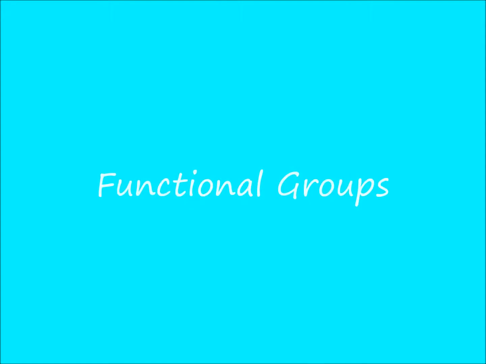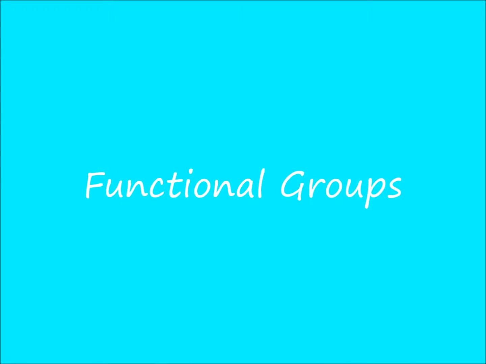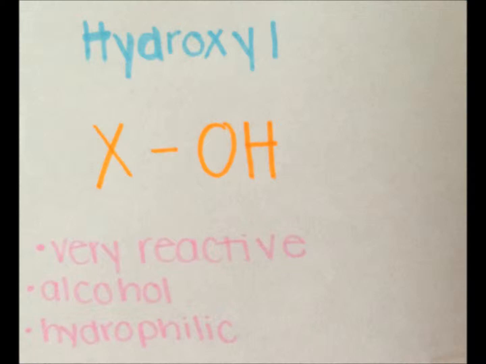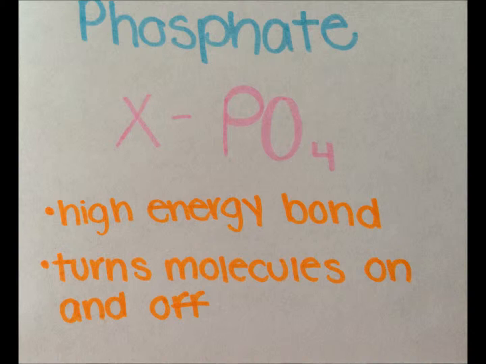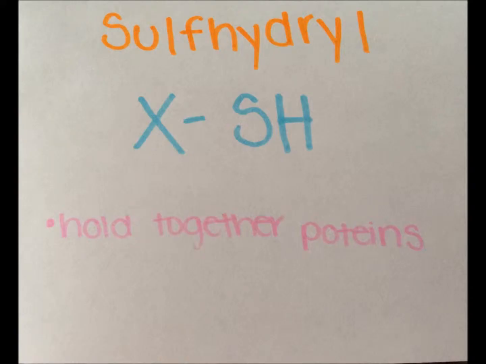Functional groups are the reactive parts of any compounds. The 4 ones that we need to know in order to complete our journey out of the forest are hydroxyls, amines, phosphates, and the sulfhydryl group. Hydroxyls look like this and are very reactive. Phosphates look like this and have high energy. They are usually used to turn on and off molecules. Amines look like this and are very basic. They also form proteins. Sulfhydryls are very strong bonds that are used to keep together proteins.